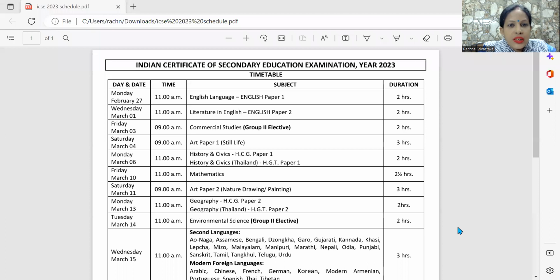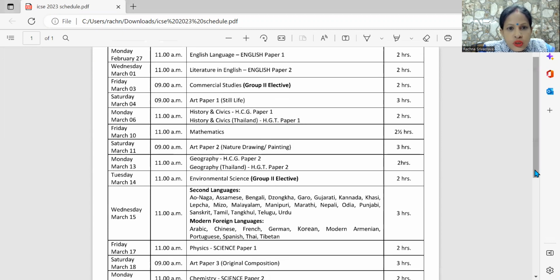It says 27 February English language, that is English paper 1. 1st March literature in English, English paper 2. 3rd March commercial studies. 4th March art paper 1 still life. Then your 6th of March it is history civics paper 1.